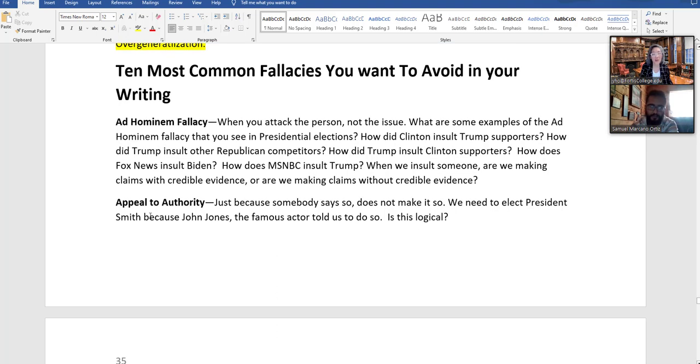Appeal to authority fallacy. So if I say, well, Michael Jordan wears those sneakers, you should wear those sneakers too. What makes Michael Jordan, or anybody else for that matter, more of an expert than anybody else? And so if a famous actor told you to do something, that's called an appeal to authority. Is that logical? So that means the appeal to logos, it's not logical. You want to listen to scientists and doctors, not celebrities and politicians. So that is also an appeal to authority fallacy.